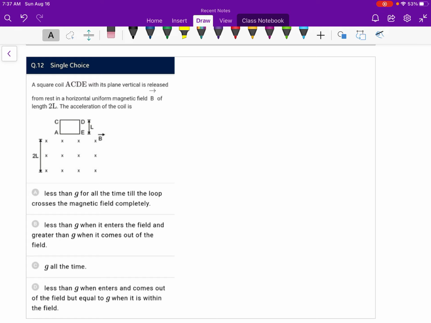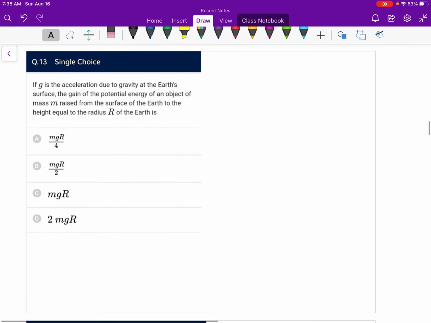The acceleration of the coil is... while entering the magnetic field, due to Lenz's law, the magnetic force will act opposite to the direction of motion, so acceleration will be less than g. While leaving the magnetic field, again the magnetic force will act opposite to the direction of motion, that is upward, so acceleration will be less than g. When the coil is completely in the magnetic field, there is no flux change, no induced EMF, no magnetic force, so acceleration will be g. So less than g when it enters and comes out of the field, and equal to g when it is within the field. So D is the correct option.